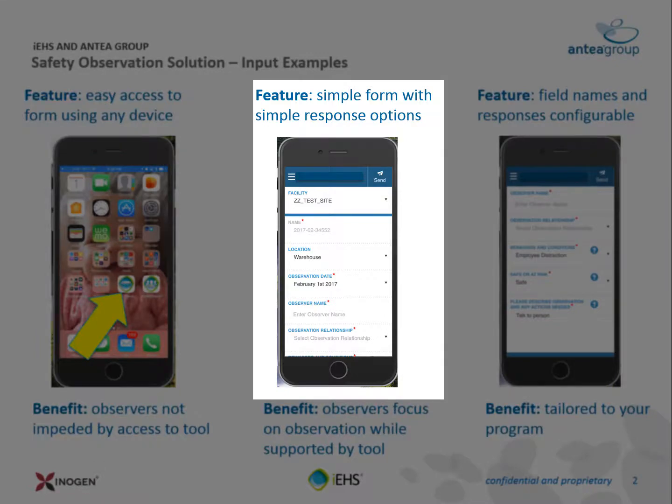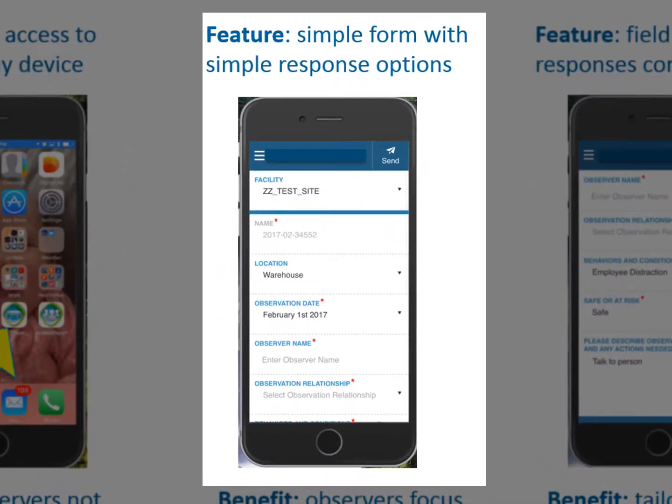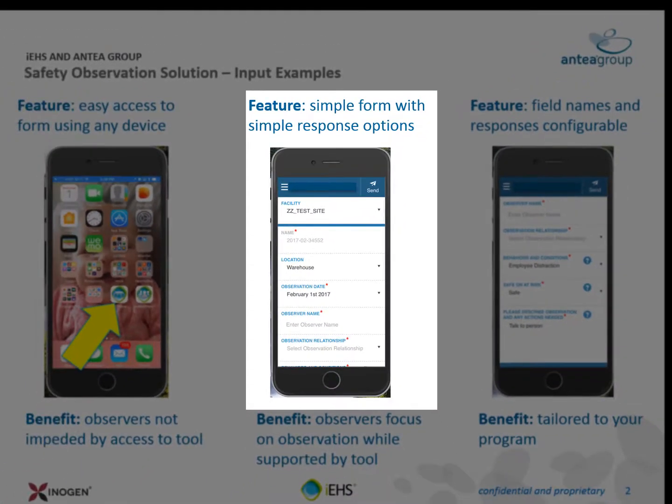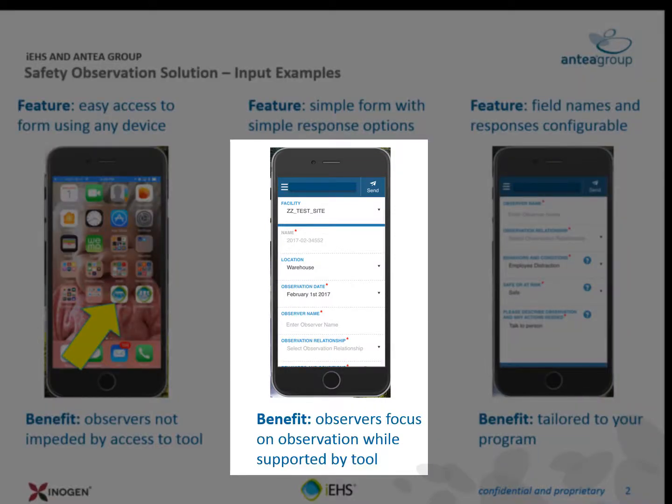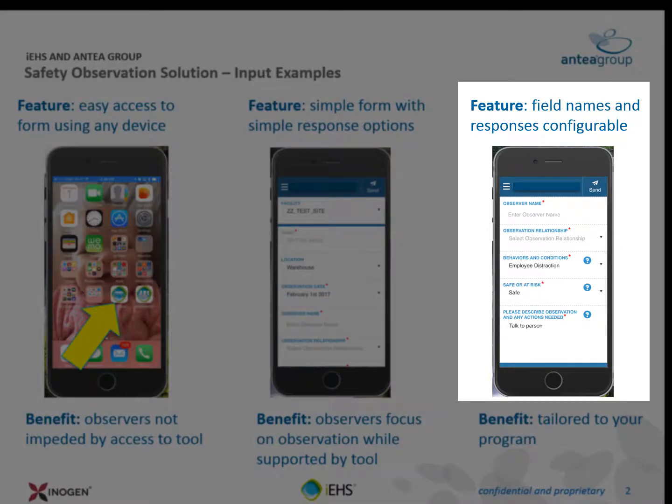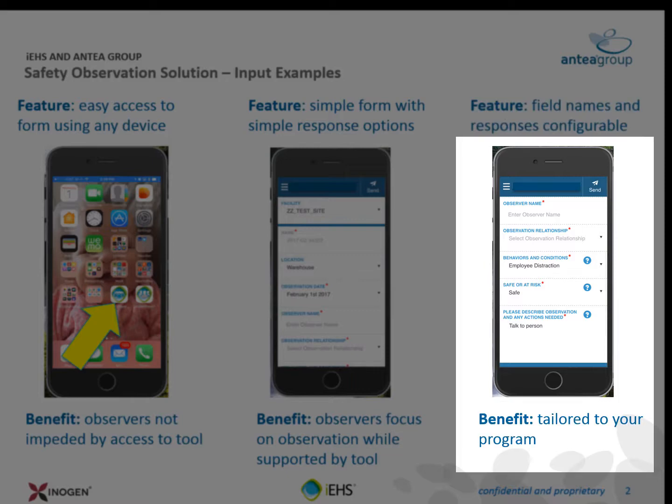The second feature is simple forms with simple response options. Observers are able to focus on the observation while supported by the tool and not have the tool overwhelm the process. The third feature is that our forms for the safety observation have field names and responses that are completely configurable to the client. The benefit here is that the safety observation becomes tailored to your prevention program.